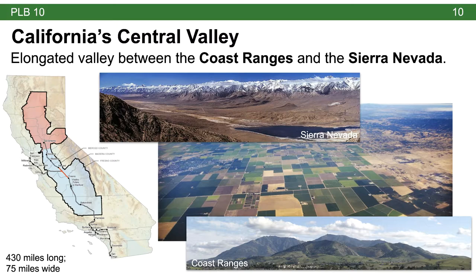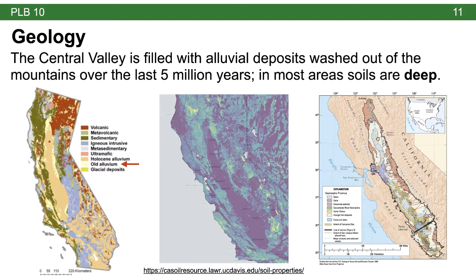A good question might be, why is California's agriculture so focused in the Central Valley? And one reason is its geology. The Central Valley is essentially filled with alluvial deposits that were washed out of the mountains over the past 5 million years. And in most areas, the soils are very deep. If you look on the far left, you can see that this rough soil map of California shows that the Central Valley is filled with old alluvium. This is old, washed down soil that was washed out from the mountain ranges over the past 5 million years.